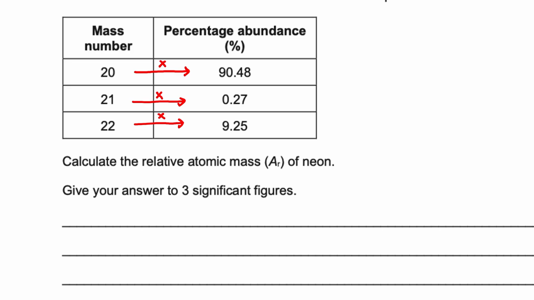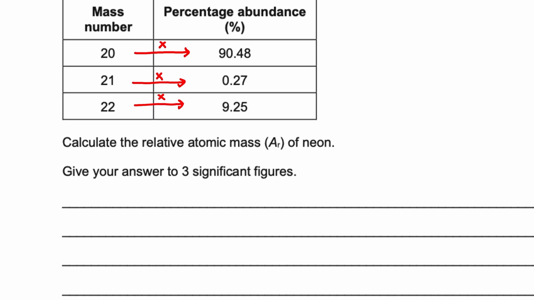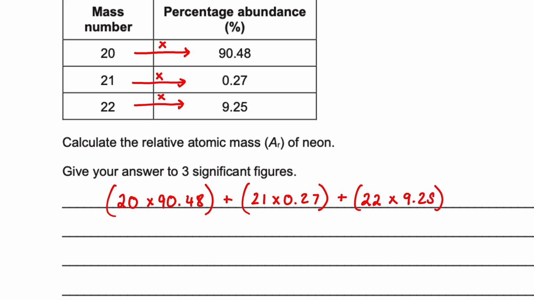So if we have a look at this example, the mass number on the first row is 20. So we're going to do 20 and multiply it by 90.48 because that's the percentage abundance. That's going to go in brackets. Then we're going to add our next row, which is 21, the mass number, and the percentage abundance is 0.27. So we're going to do 21 times 0.27. And then finally, we have another row, which is 22. So we're going to add open brackets 22, multiplied by the percentage abundance, which is 9.25. Okay, so we've dealt with all the rows.